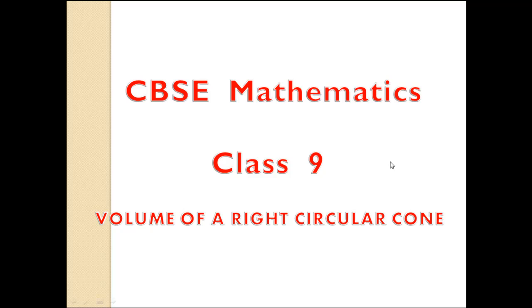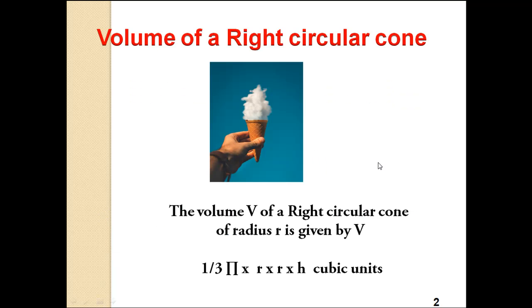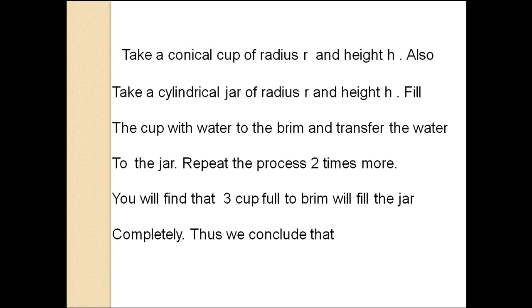CBSE Mathematics Class 9: Volume of a right circular cone. The volume V of a right circular cone of radius r and height h is given by V equals 1 by 3 pi r square h cubic units.